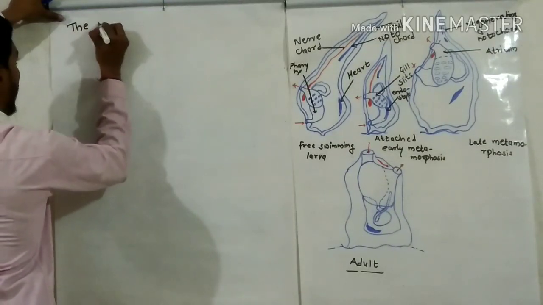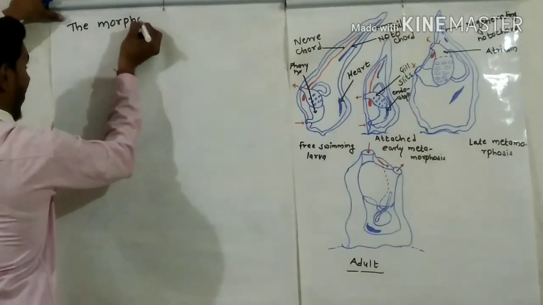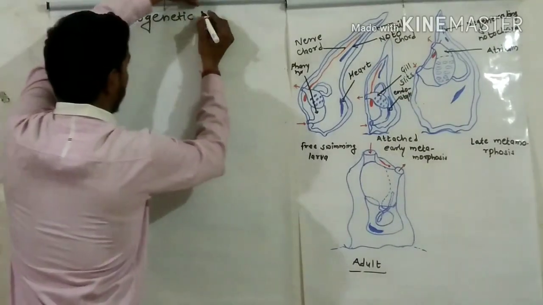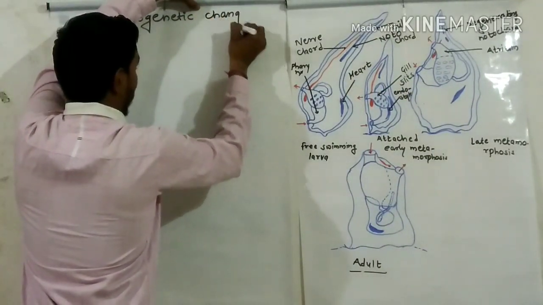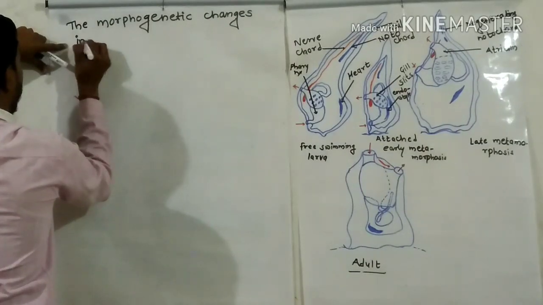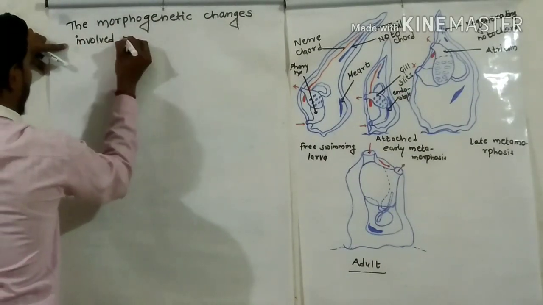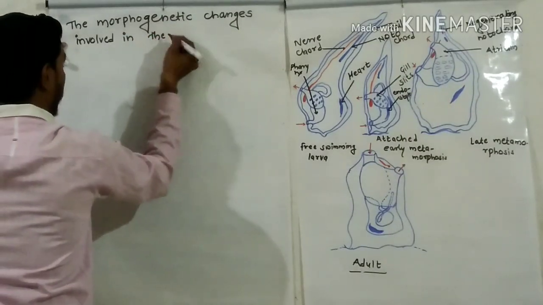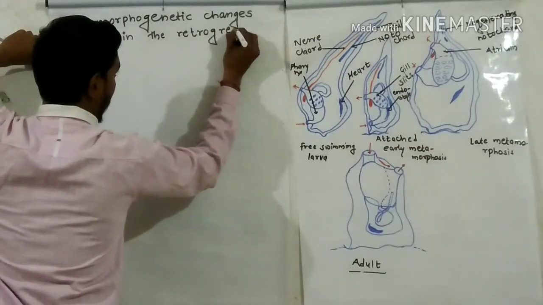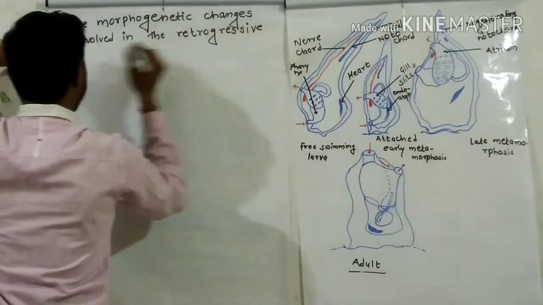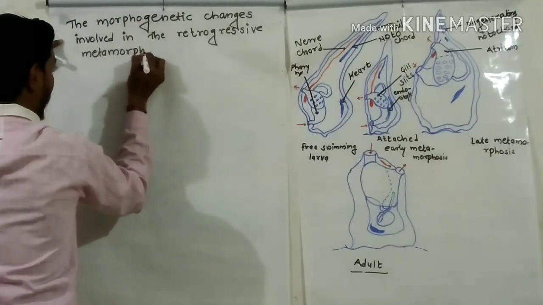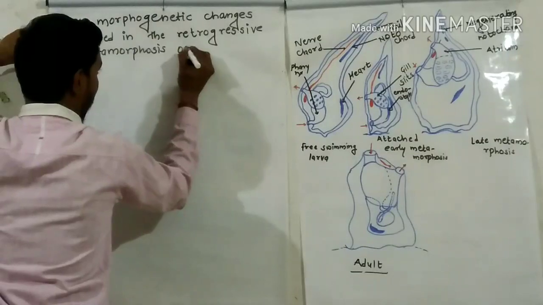The morphogenetic changes involved in the retrogressive metamorphosis of ascidian tadpole larva.